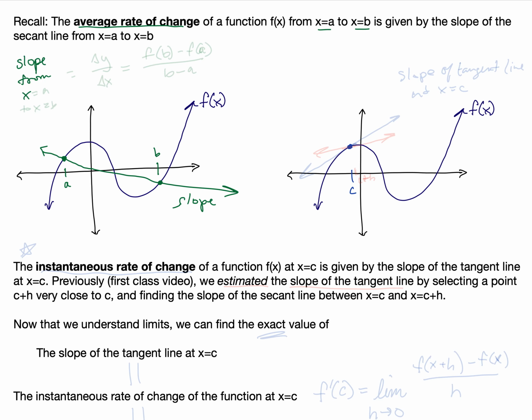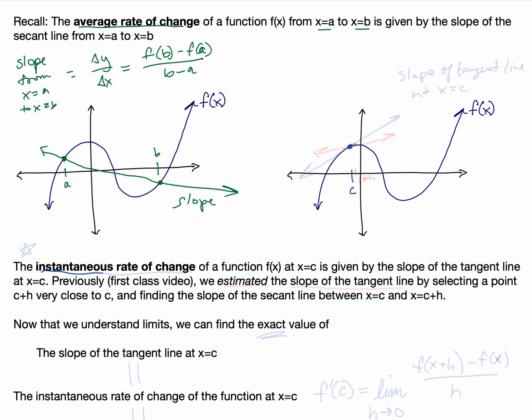So the slope from x equals a to x equals b is equal to the change in y over the change in x, which is equal to f of b minus f of a divided by b minus a, the change in output over the change in input. Each of those is equal to the slope of the line between the points a, f of a, and b, f of b.